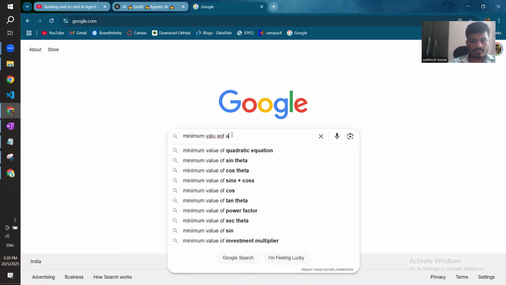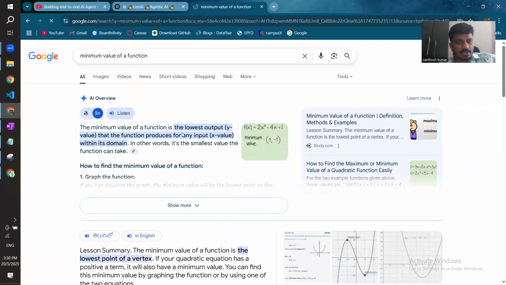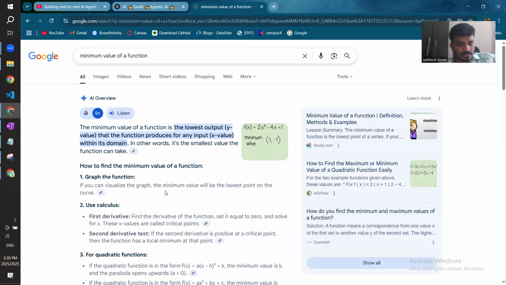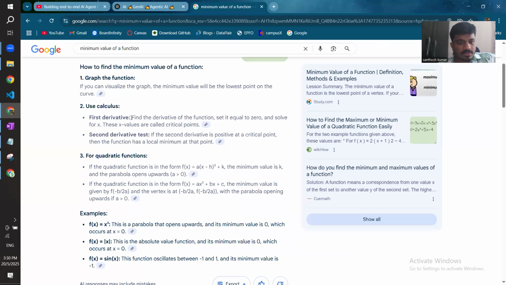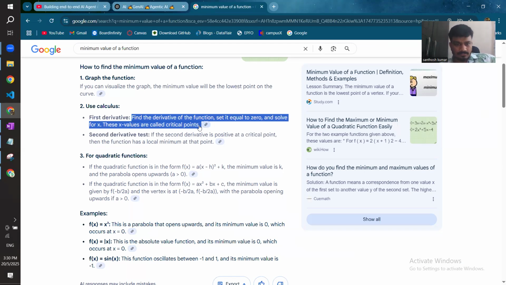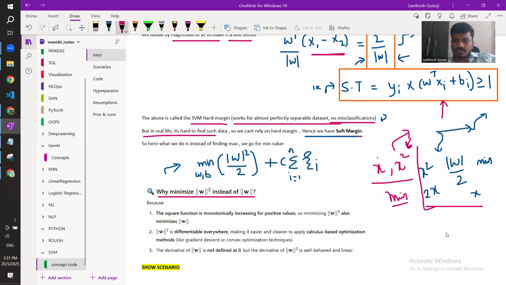Minimum value of a function. We actually studied this sometime in the ninth class maths. The lowest value: when you see here, take the derivative of the function, set it to 0 and solve. These are called critical points, or also the minimum values. So that means when you do the differentiation and equate it to 0, there you will find the minimum value.